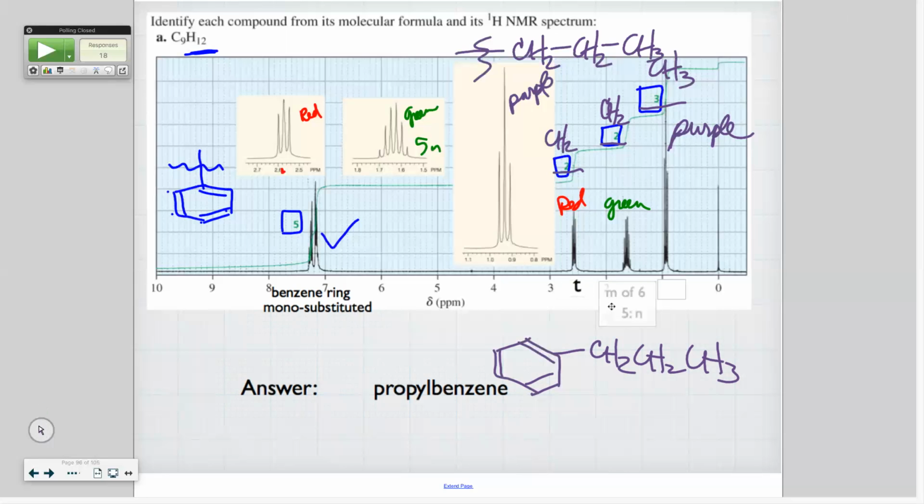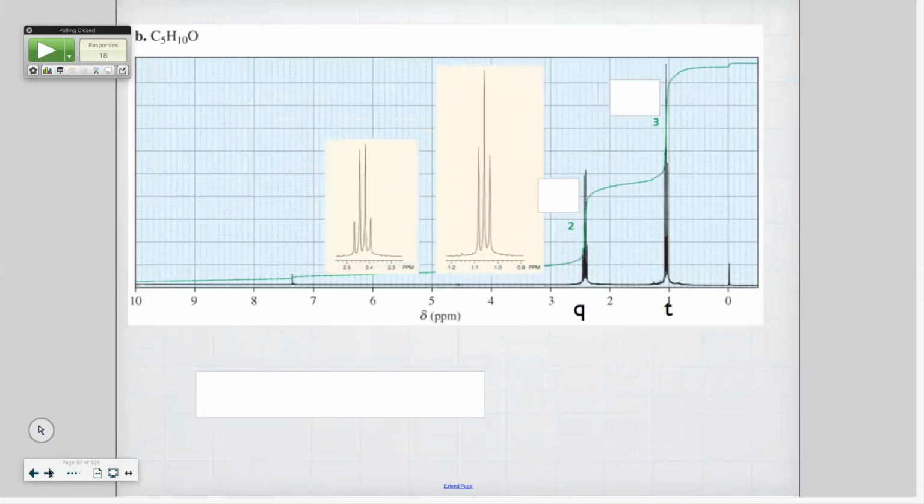Okay. Okay. How you feel about that one? Okay. It's working the puzzles. All right, let's work another one. C5H10O. Okay, C5H10O.